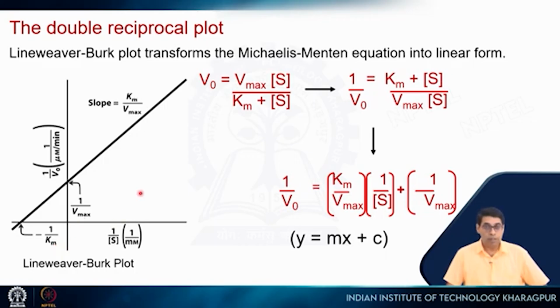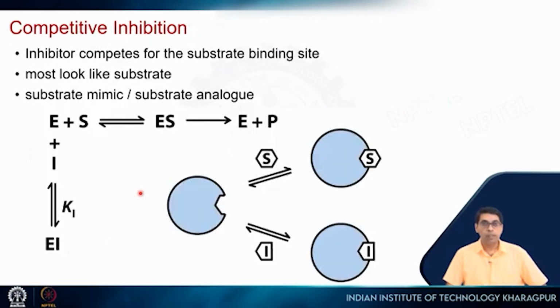So why am I showing you this? Because these plots will be very useful to determine which type of inhibitor we are dealing with, right?